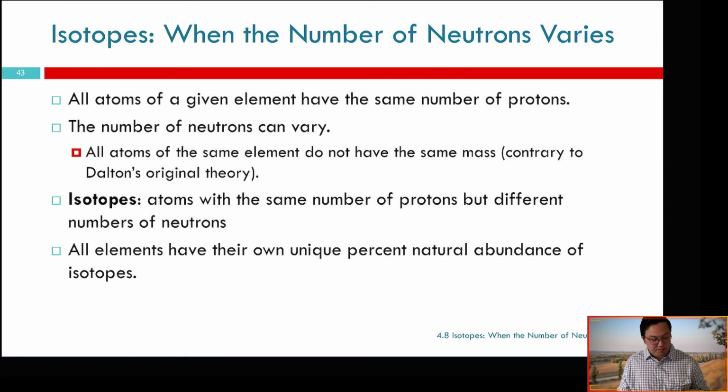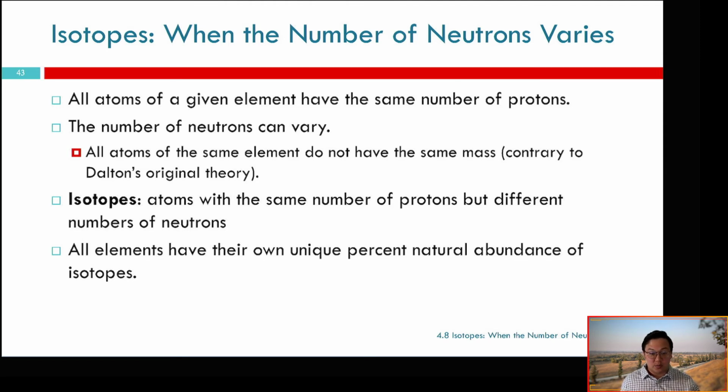So within an element, we always have the same number of protons. But the number of neutrons, the other heavy particle in the nucleus, can vary. So all atoms from the same element do not have the same mass, because we can change that number of neutrons. And this gives rise to isotopes.